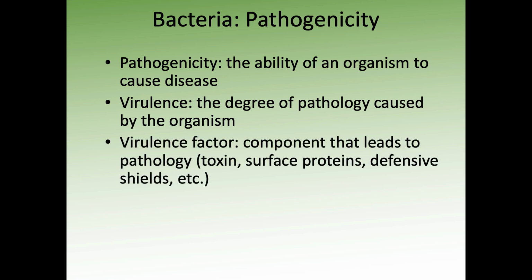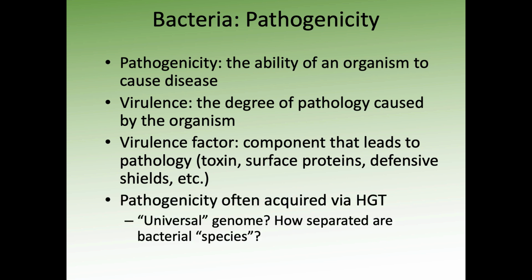When we think about what causes virulence, we usually identify that causative factor as something referred to as the virulence factor. This is the component that leads to a pathology, whether it's a toxin, a surface protein, or a defense shield. One of the things we've noticed a lot with pathogenicity as a trait is that for bacteria, one of the reasons so many bacteria may be involved in pathogenic responses is that a lot of the genes that underlie pathogenicity tend to be transferable via horizontal gene transfer.